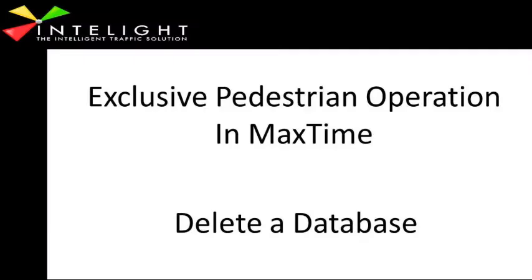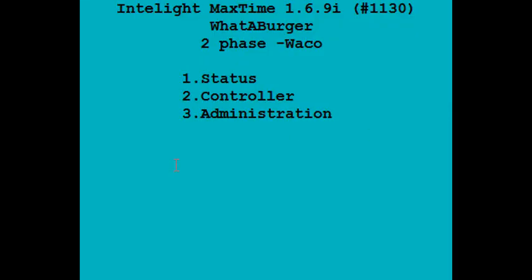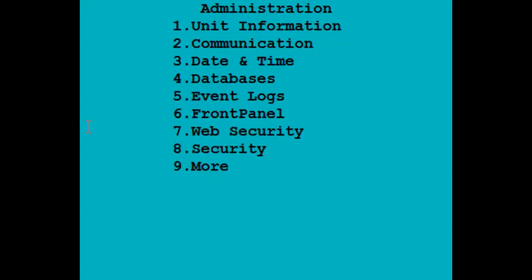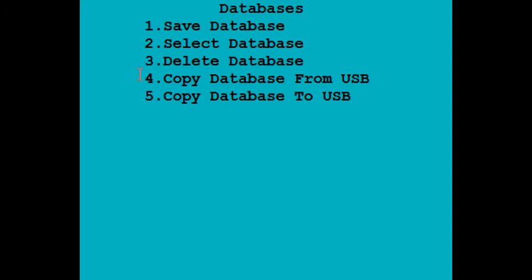The last and final step will be deleting the database from the controller. Sometimes we have old databases or ones we don't want to use anymore, and this is how we'll delete a database. We will start off with the main menu, and of course go to 3 for administration, 4 for databases, and 3 to delete a database.